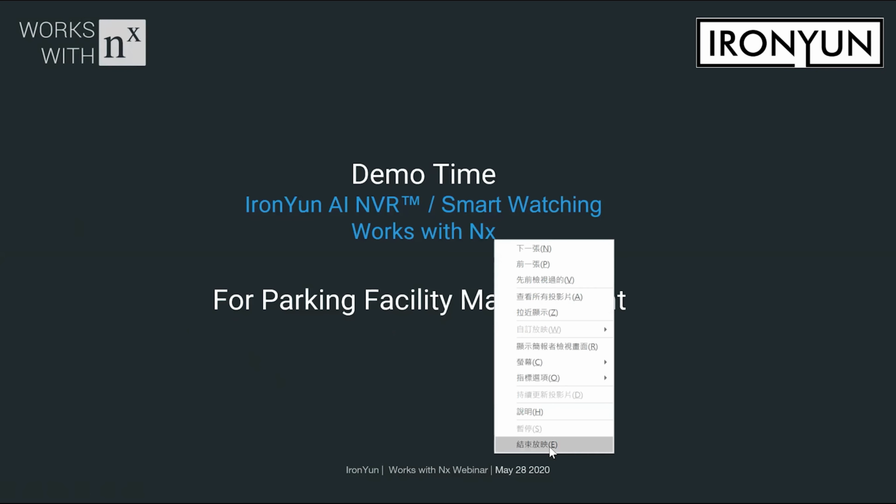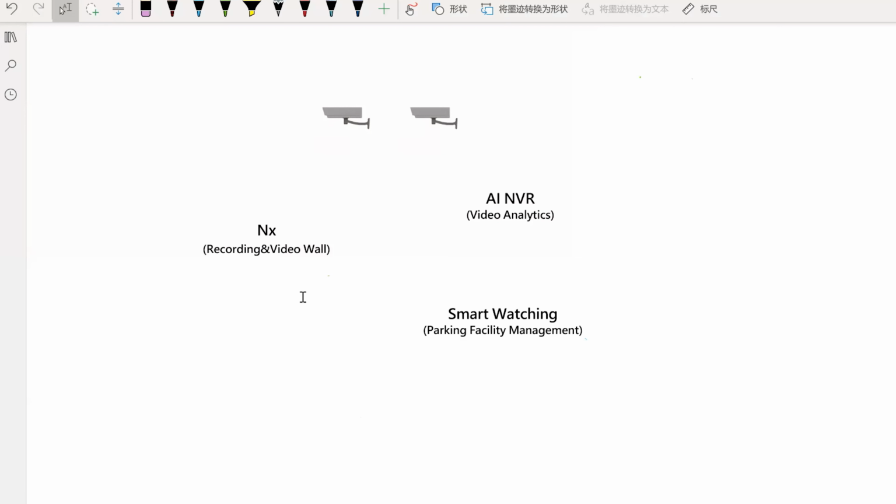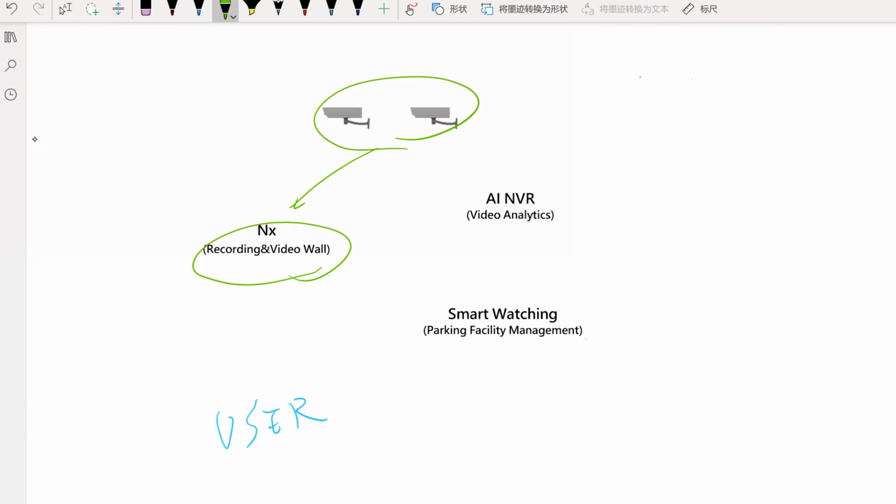All right, so before I go to the video demo, I'm going to explain how it works. For the user, they have the parking lot with 2 cameras, and they connect the cameras to Nx for video recording and the video wall. So now they connect the AI NVR to this system by adding another RTSP stream from the cameras, or you can simply pull the stream from Nx, as Andy just showed you.